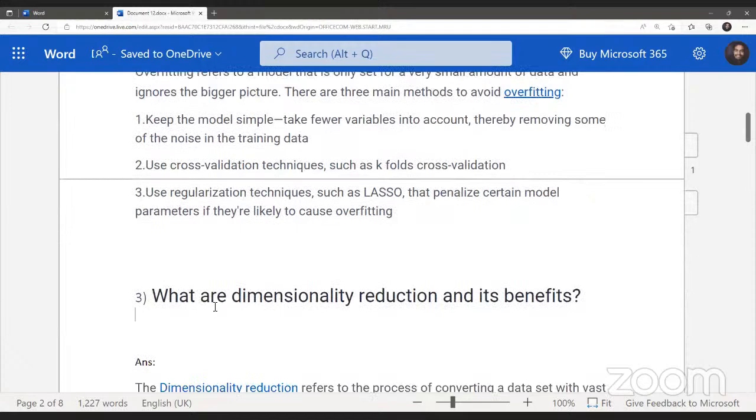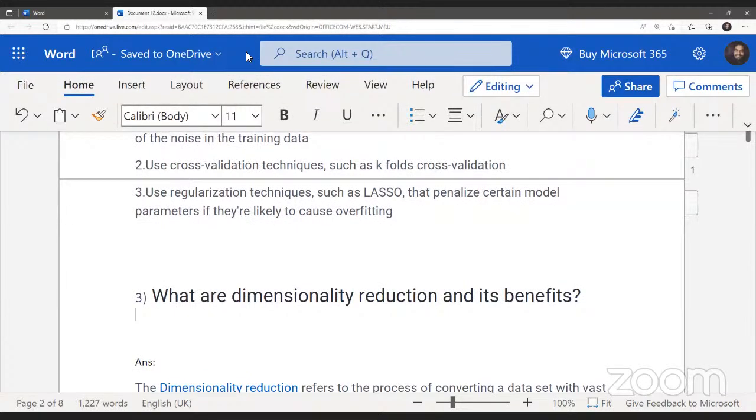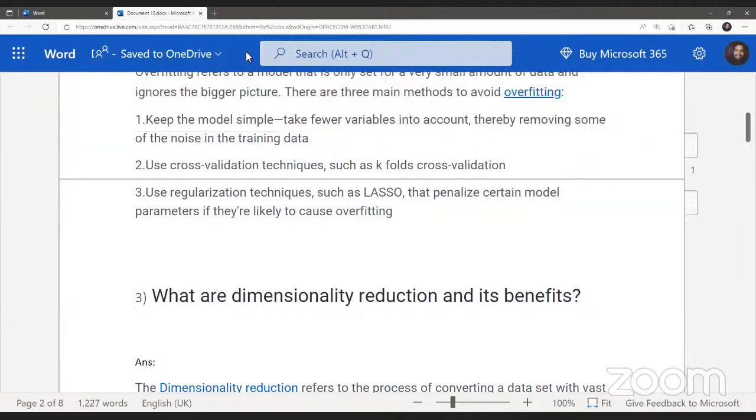So as we jump into the next one: what is dimension reduction and what are its benefits? If anyone knows the answer, try to ping me in the chat box and we'll discuss the answer within a minute.